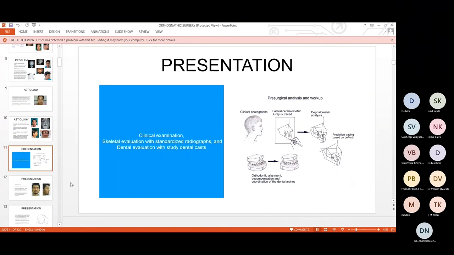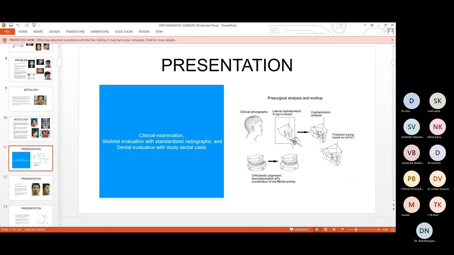So the clinical examination evaluates the skeletal evaluation with standardized radiographs, followed by a dental evaluation. You can see that. And these are the cephalometric analysis, and X-ray tracing is done. And then the analysis is done. Then prediction tracing based on the Le Fort 1 osteotomy, followed by dental models, and then doing a mock surgery here.